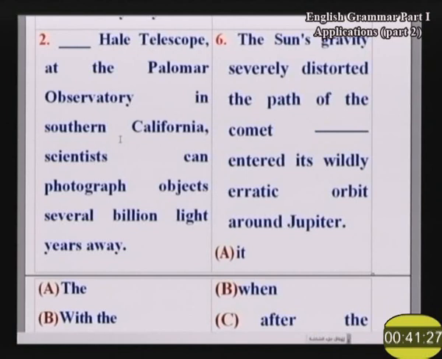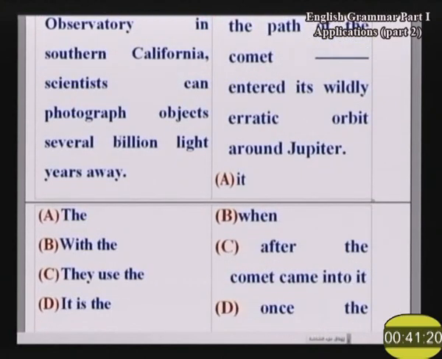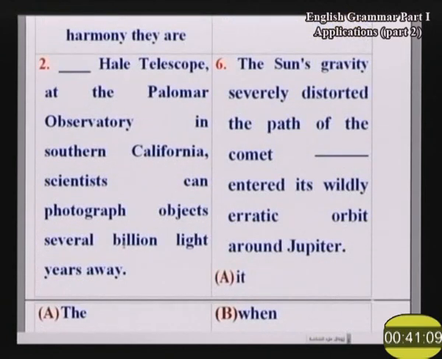Hale telescope is a noun, يبقى أنا عايزة preposition عشان أعمل منها prepositional phrase. أقول the مفيش preposition. With the عندي preposition أهو. They use the, يبقى that's where you have the preposition and you need the telescope. يبقى with the Hale telescope scientists can photograph.